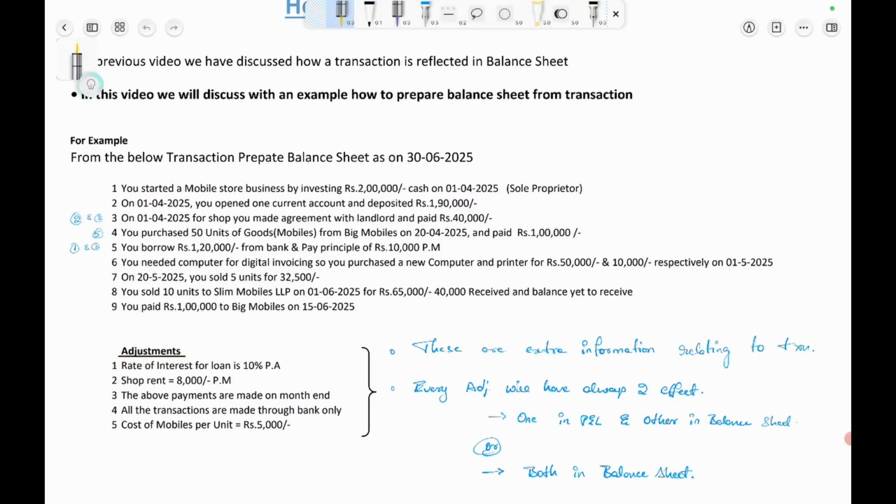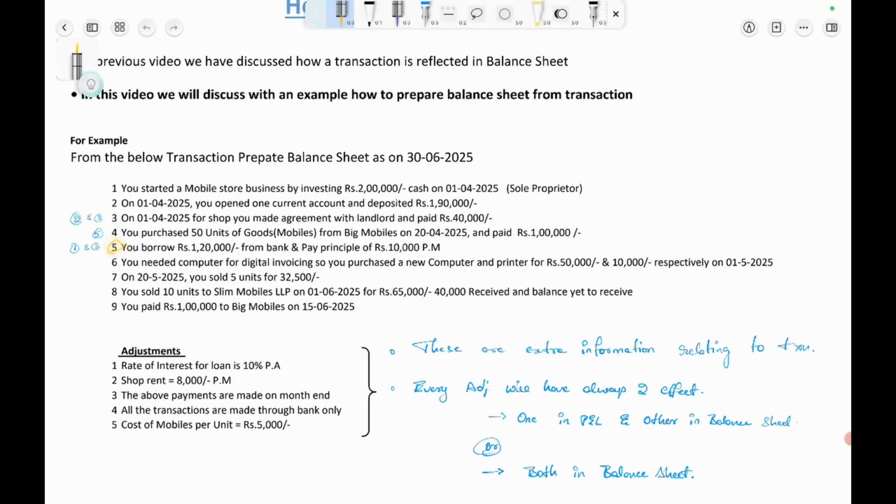For that, you must read all the transactions carefully. After that, you read the adjustments and note down the numbers of the transactions to which they relate. For example, the rate of interest on a loan is 10% per annum. It is related to the bank loan. Which transaction is talking about the bank loan? So it is number 5.